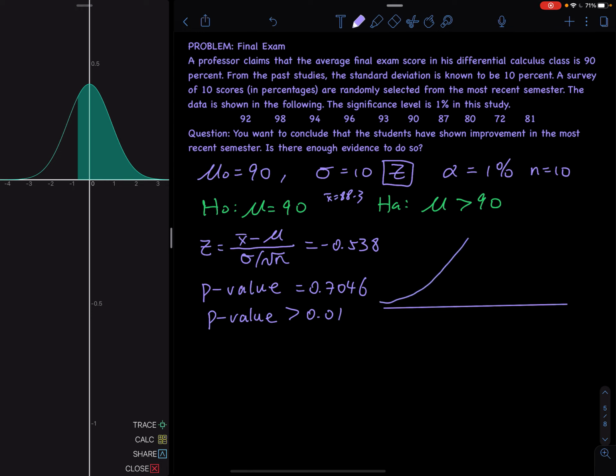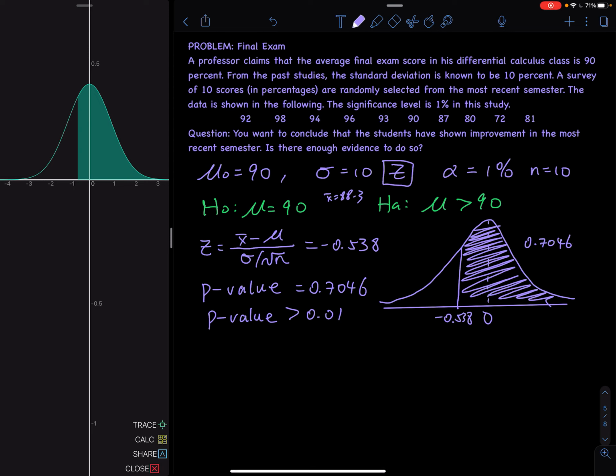So this is a bell curve, and then we have 0 right in the middle, and then we have negative 0.538. And then what is the p-value? The p-value is this, so all the purple area, that is the p-value. The p-value is equal to 0.7046. All right.